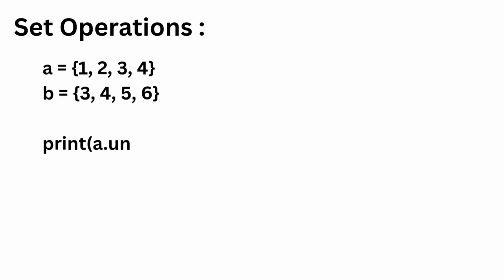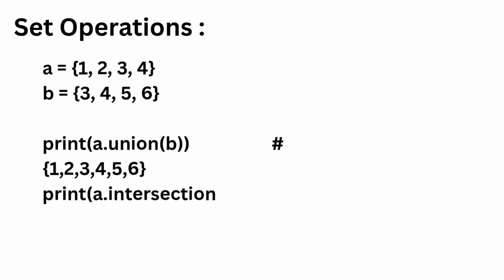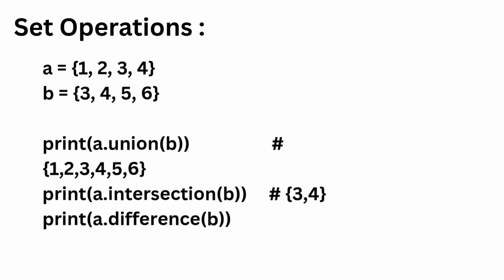As in mathematics, there are three types of operations on sets: union, intersection, and difference. Similarly, Python sets have all three operations: union, intersection, and difference. Here, let's see an example. A is 1, 2, 3, 4, and B is 3, 4, 5, 6. For print A union B, that means it combines all these elements. When we print A intersection B, it will find the common items between A and B. And when we print A difference B, that means the elements that are unique to A, so it will print 1 and 2.